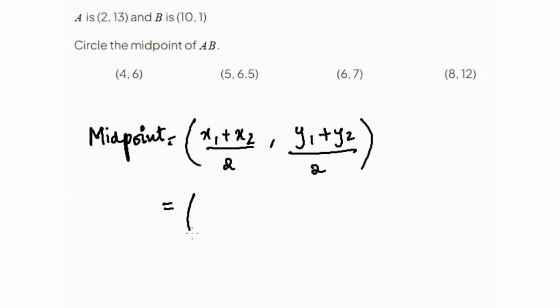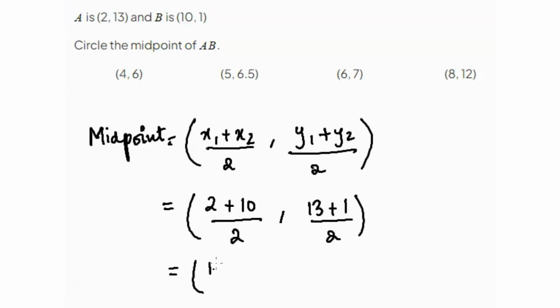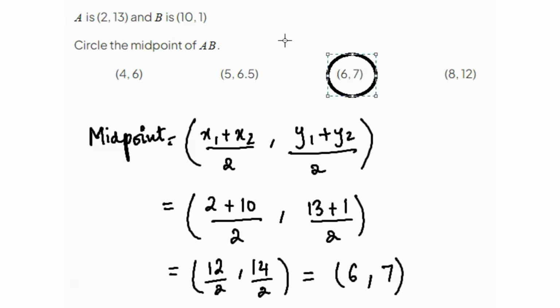So we're going to do 2 plus 10 divided by 2, and then 13 plus 1 divided by 2. That's going to equal 12 over 2 and 14 over 2. 12 over 2 is 6 and 14 over 2 is 7. So that is your midpoint.